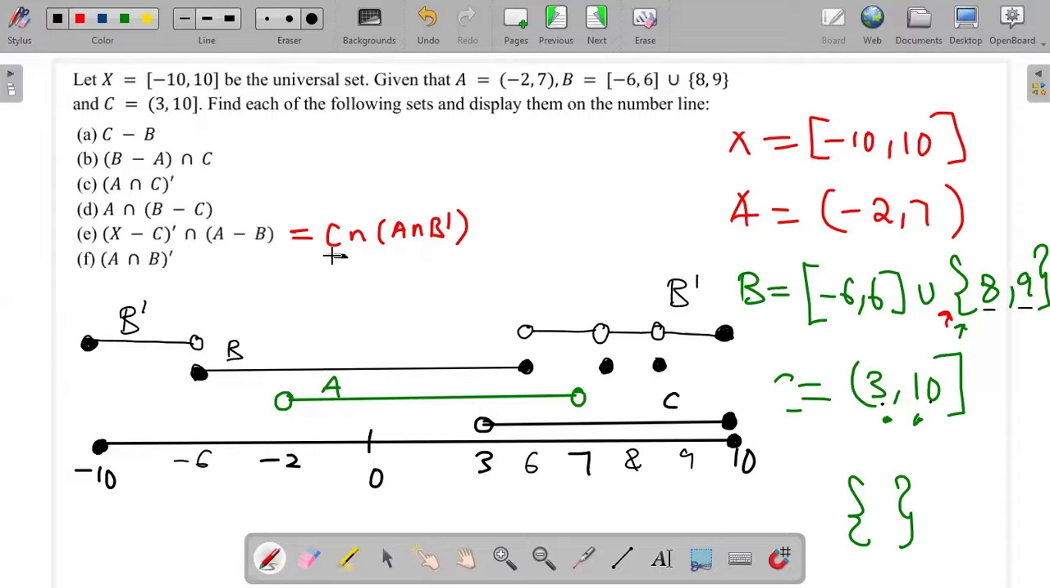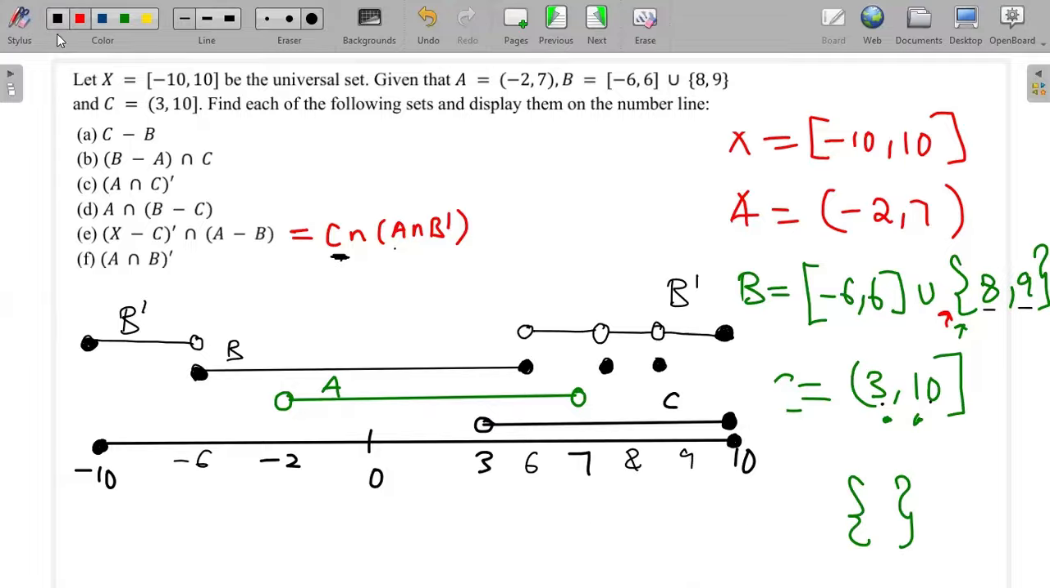Now this question demands that I find the intersection of C intersecting A intersecting B complement. For the B complement, I have it there and there. For the A, it's there, and for the C, it's there. So where is the intersection of the B complement, the A, and the C? Anyone who can see it there? Where is the intersection? Um, 3 and 6. You said what?